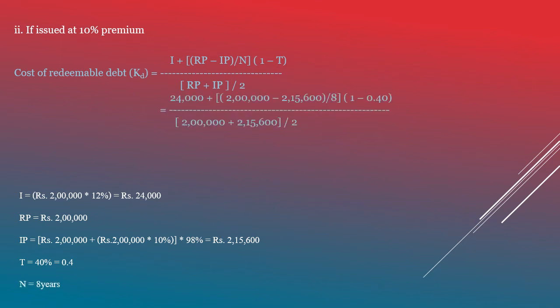Now we will put these values in this formula, and after putting the values we will get the accurate result, and the result is 6.37%. That means the cost of redeemable debt when it is issued at 10% premium will be 6.37%.